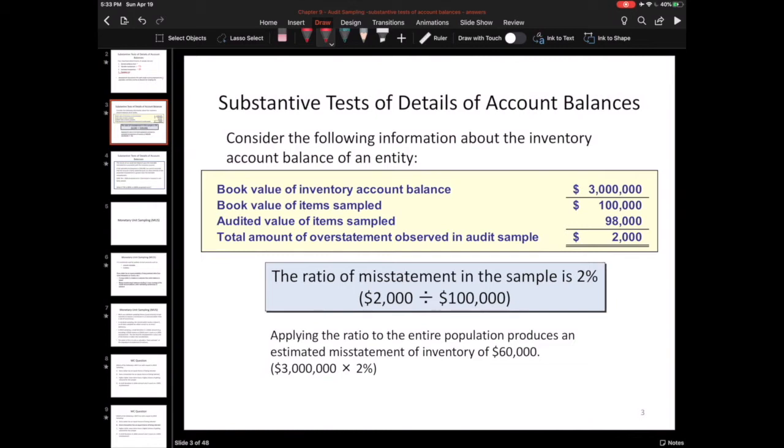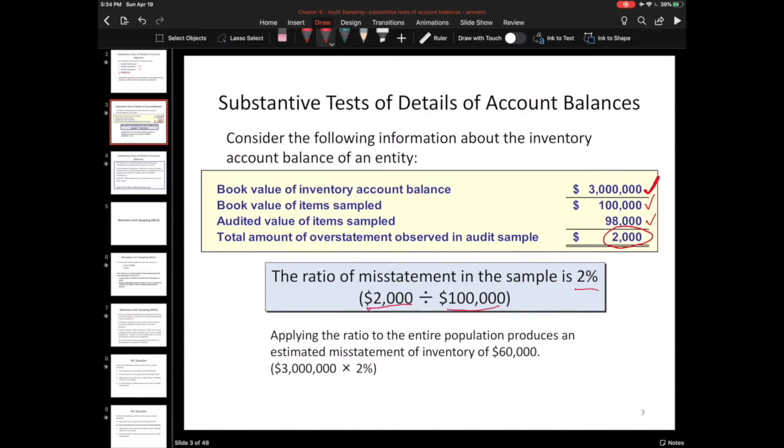So let's say I'm testing inventory, and there's a $3 million inventory balance, and I'm only sampling 100K of it. So 100K is the book value of that balance. Then 98,000 is actually the value I find when I'm testing. So I say 98K is essentially the true value of these items. 100K is the book value. So the error rate in my sample is this 2K. So in other words, 2%, right? Because I'm going to divide the 2,000 by the book value and obtain a 2% error rate.